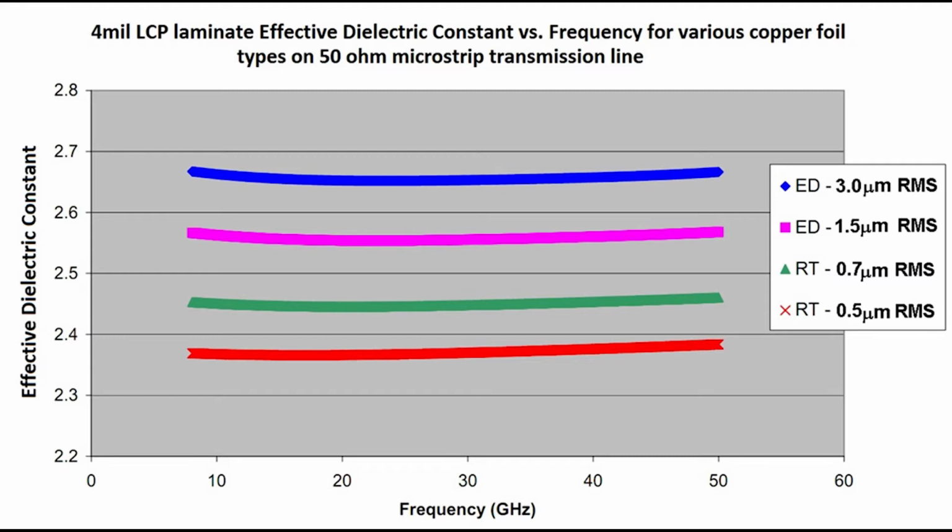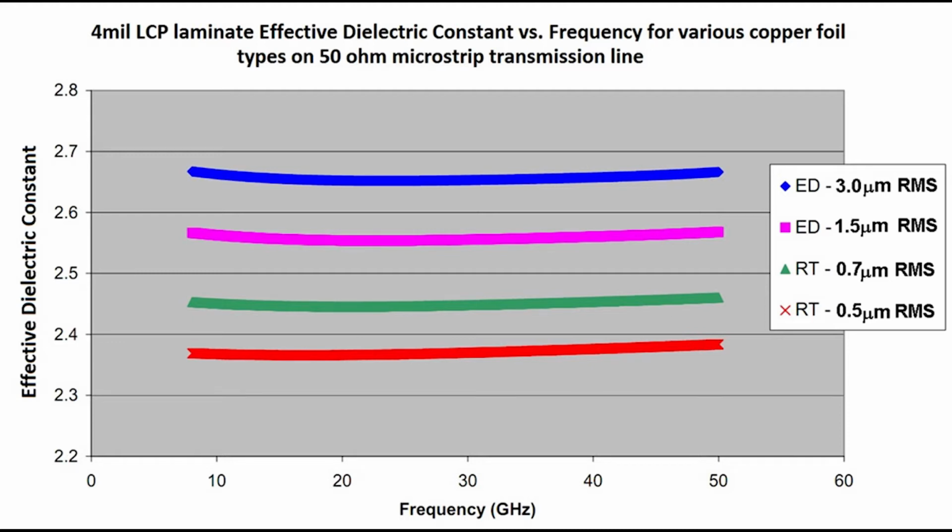We made the laminate, sent it off, and had circuits made. The circuits came back and we tested them. They're microstrip transmission lines, and these are the results shown here, where the y-axis is effective dielectric constant and the x-axis is frequency in gigahertz. There are very distinct trends here. The red curve is the effective dielectric constant versus frequency behavior of the circuits that use the smooth copper, with a surface roughness of about 0.5 microns RMS. The green curve is circuits that use copper that was a little rougher, about 0.7 microns RMS. The magenta curve is a little rougher, and the blue curve is the circuits that use the roughest copper at 3.0 microns RMS, which is considered very rough.